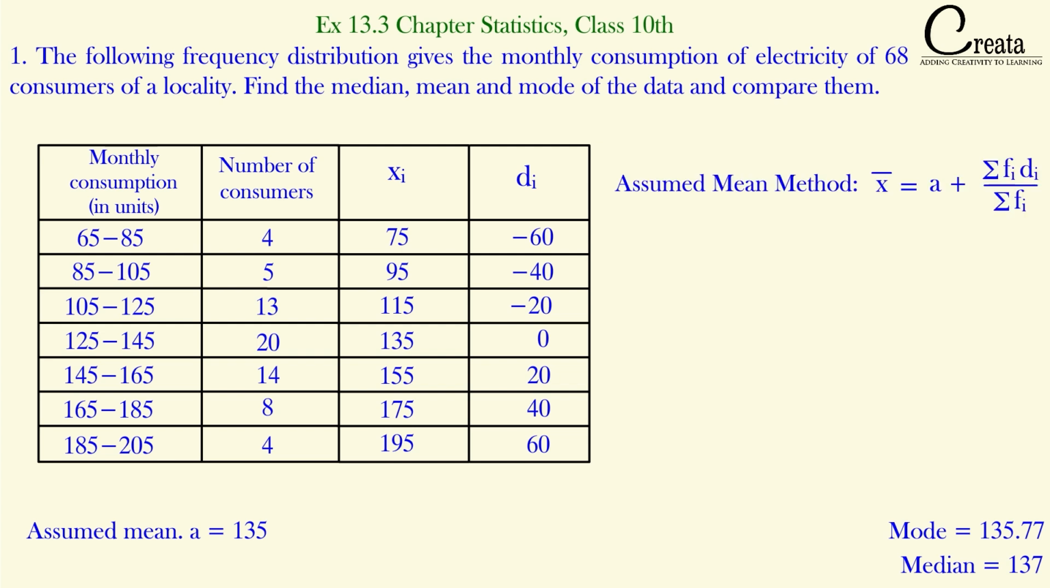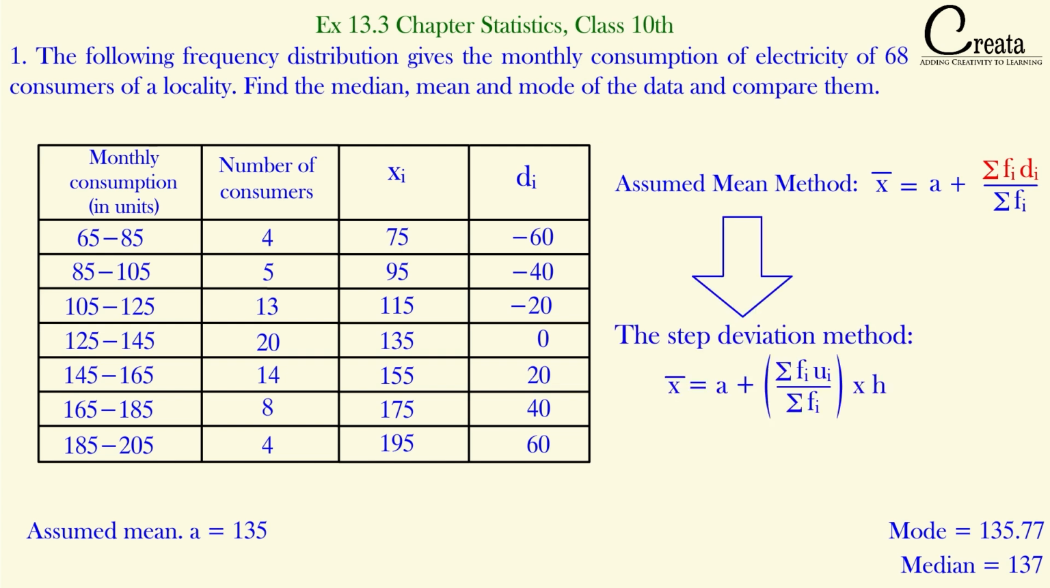Either we can go with the assumed mean method, in which we will calculate fi into di, or we can go to the next method, which is the step deviation method. So how do we choose which method to use? It depends on the class size, whether we can divide all the values of the deviation with the class size or not. Let's understand this.